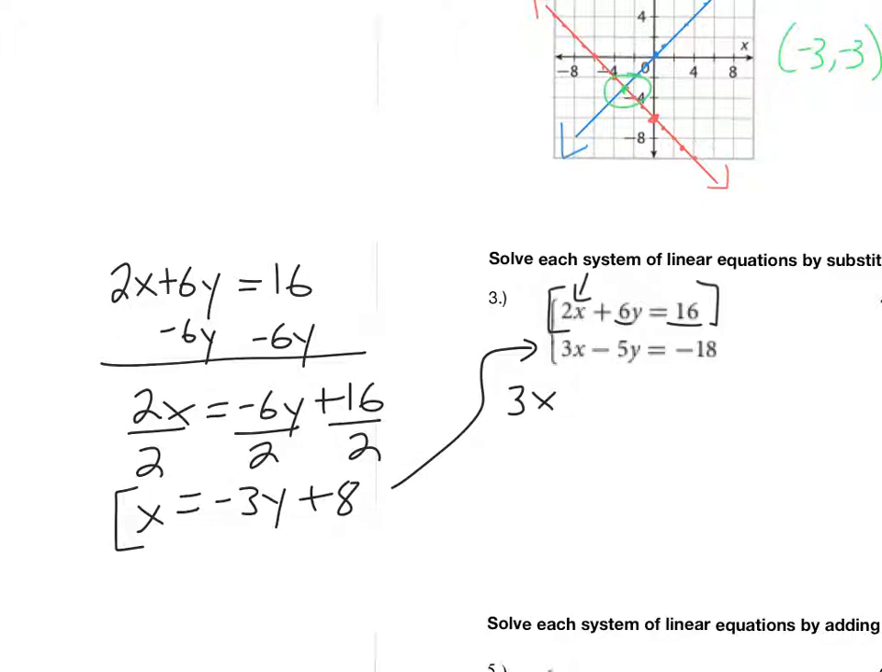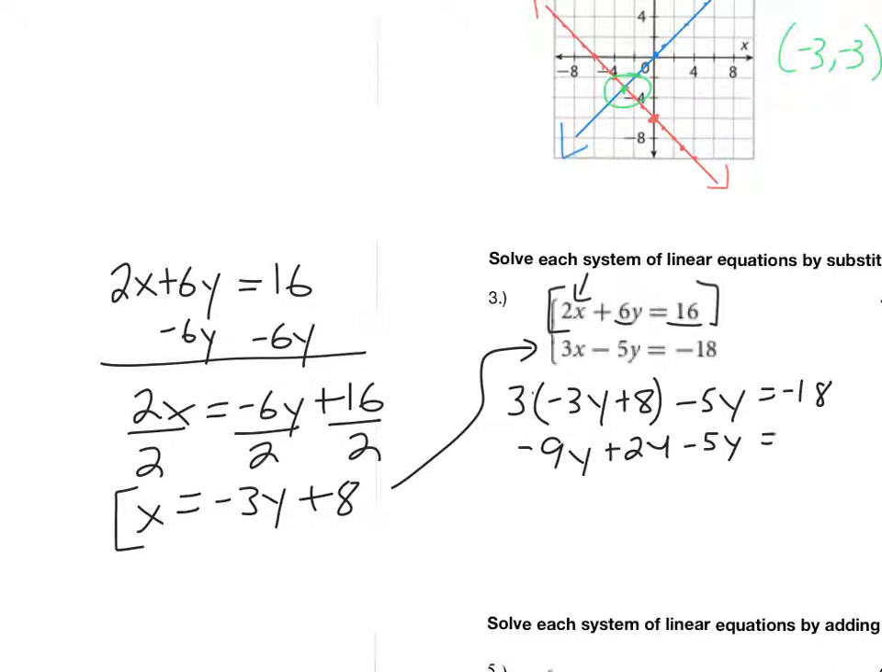So it would be 3x. I'm sorry, I said the y part, I meant the x part. I'm going to be plugging this in for x. So let me fix this. 3 times -3y plus 8 minus 5y equals -18. And you'd solve that, so that would be -9y plus 24 minus 5y equals -18.